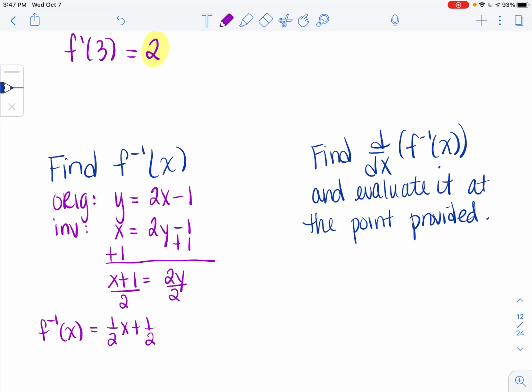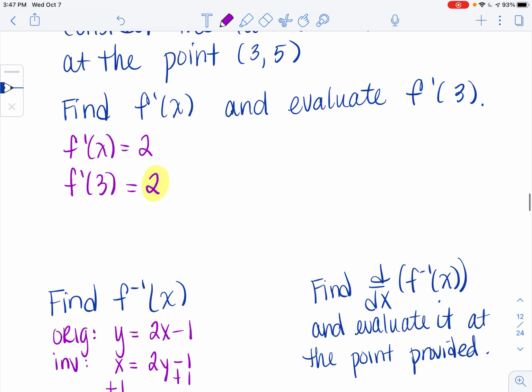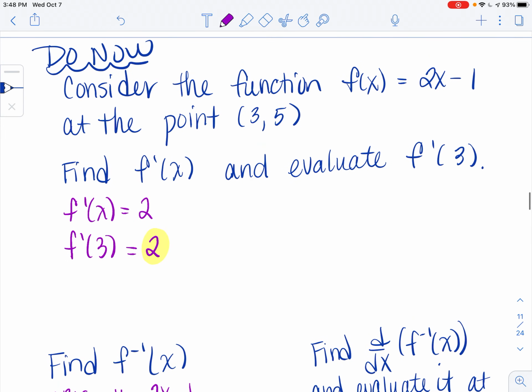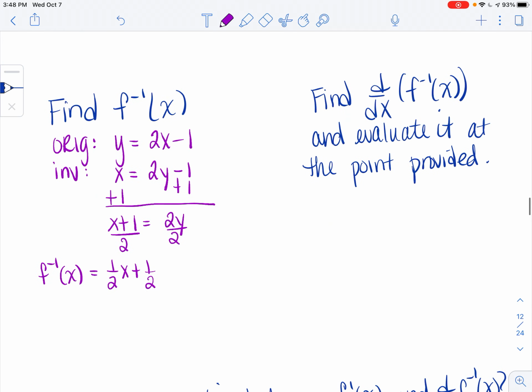So now I want to go back for just a second. If you go back to the original part of this question, it says, consider the function f of x equals 2x minus 1 at the point (3, 5). (3, 5) is a function value that is on f of x. When I start making that into the inverse, that becomes the point (5, 3). So the point (5, 3) is on f inverse of x because I took the original point and I switched x and y.